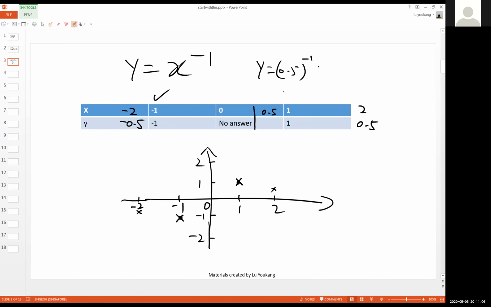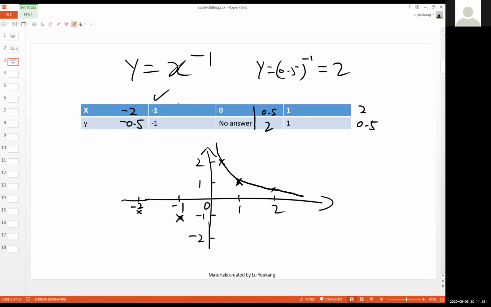Let me check it out. Two. Okay, good. So when it's 0.5, I get two. That means I start to know the trend for the positive side. If you link it up, you're supposed to get a curve. It's supposed to look like this, for the positive side. Okay?